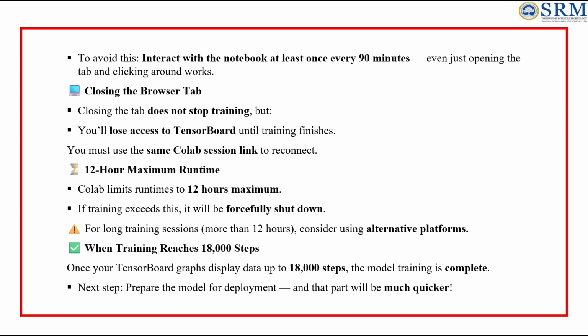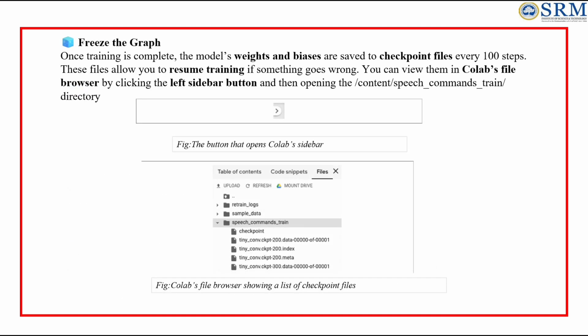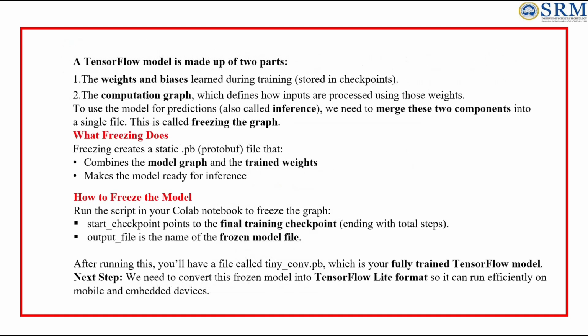Freeze the graph. Once the training is completed, the model's weights and biases are saved to checkpoint files every 100 steps. This file allows you to resume the training if something goes wrong. You can view the Colab file browser by clicking the left sidebar button and then opening the content speech commands train directory. In this figure, we can see the button that opens the Colab sidebar. Next, the Colab file browser showing a list of checkpoint files.